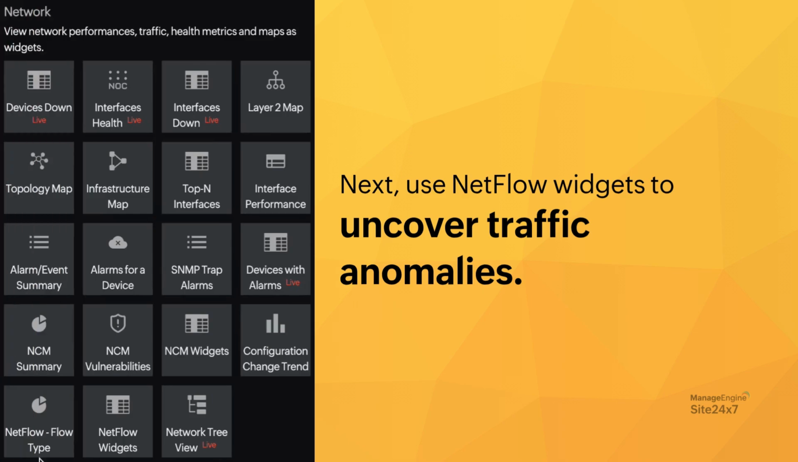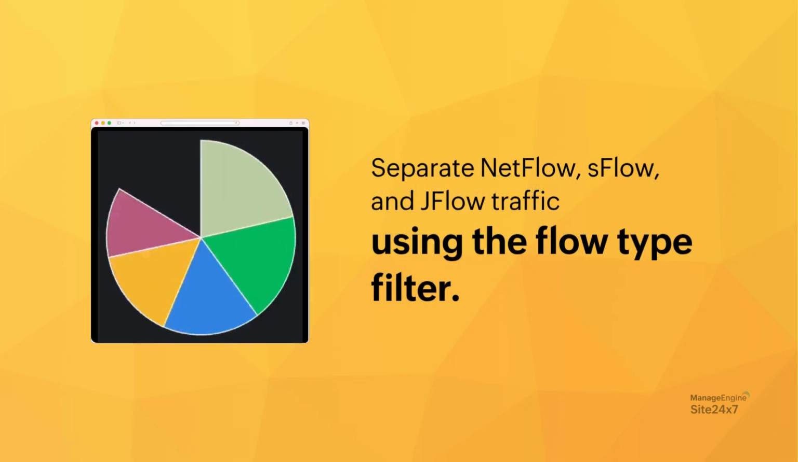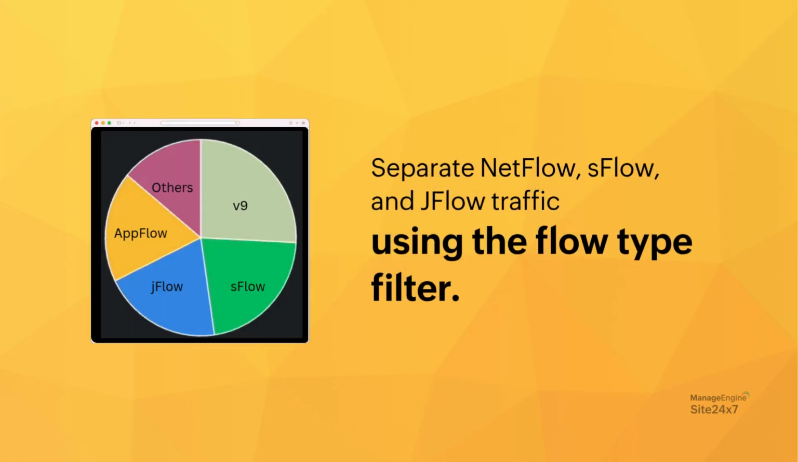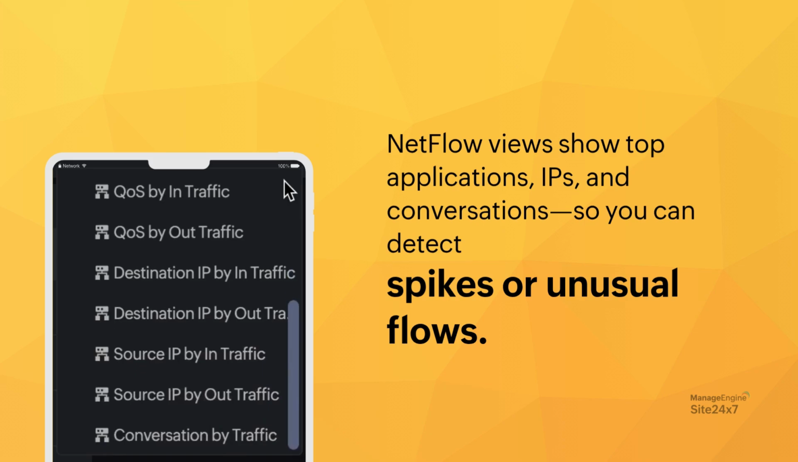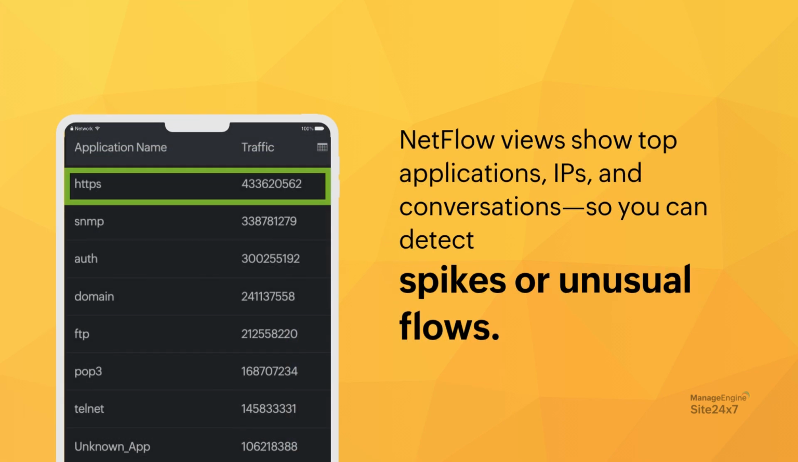Next, use NetFlow widgets to uncover traffic anomalies. Separate NetFlow, SFlow, and JFlow traffic using the flow type filter. NetFlow views show top apps, IPs, and conversations, so you can detect spikes or unusual flows.